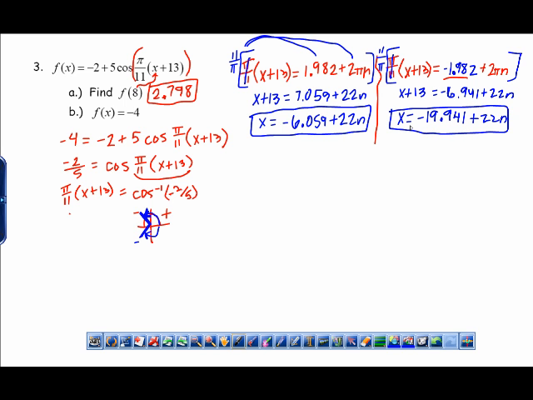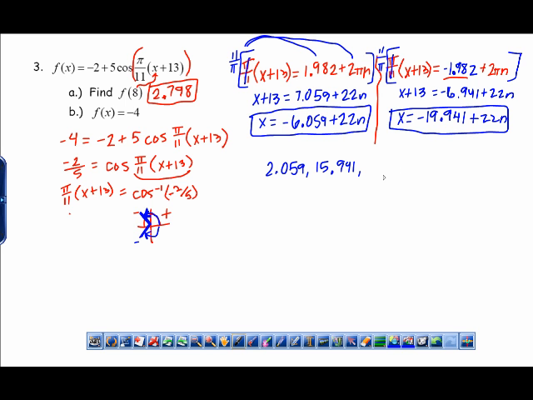Alright, now let's talk about what to do with these general solutions. They're both negative, so I'm going to have to add 22 to both of these. Now, which one of these, when I add 22, will give me the smallest positive value? The second one over here. So when I add 22 to negative 19.941, I actually get 2.059. And when I add 22 to this negative 6 number, I get 15.941.